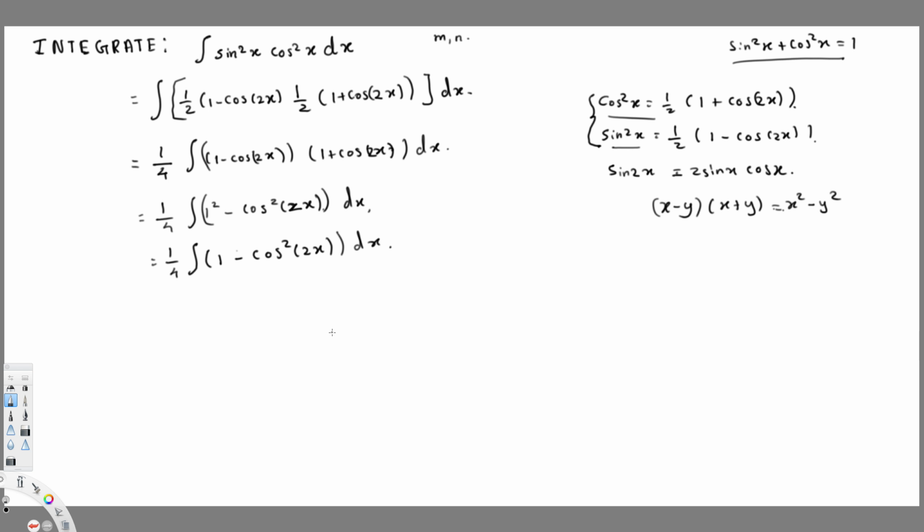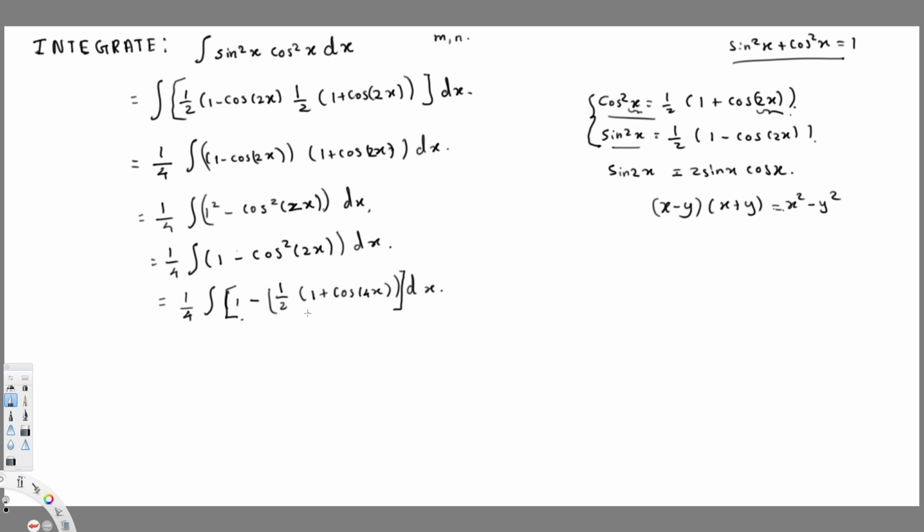dx. Since we have a square right here, we can use this identity again to simplify. So this is going to be 1 over 4 integral of 1 minus, instead of cos square 2x, I'm going to use this one. If you notice, when we have x right here, it doubles: when we have x, this is 2x. Since we have 2x right here, this is going to be 4x. So this is going to be half times 1 plus cos 4x dx. So this is the function we have right here.